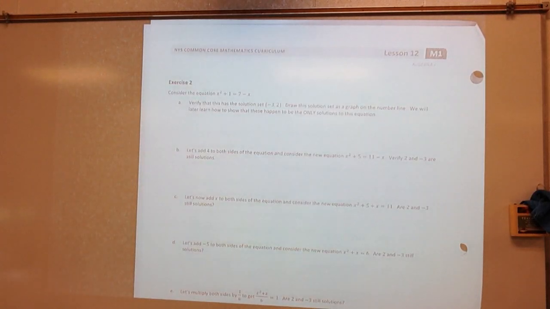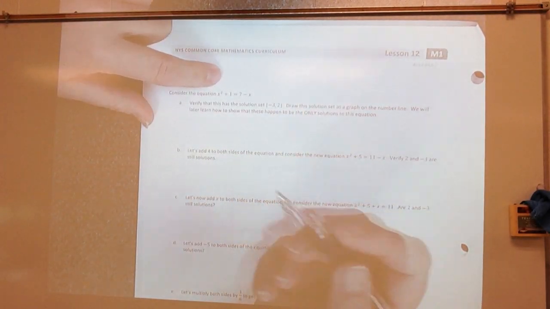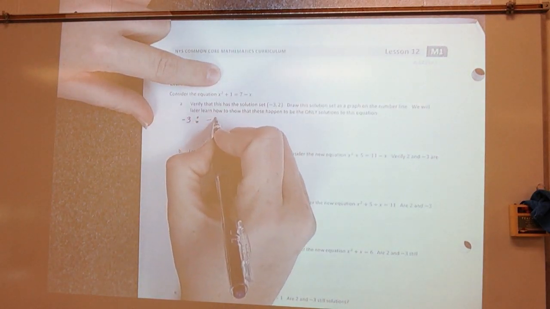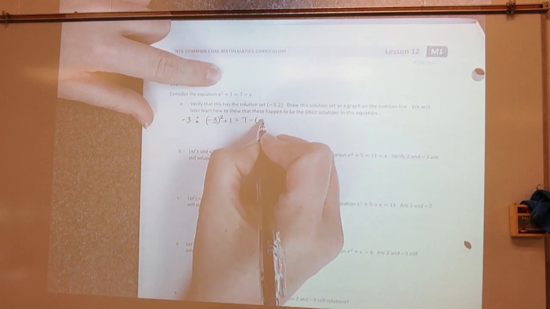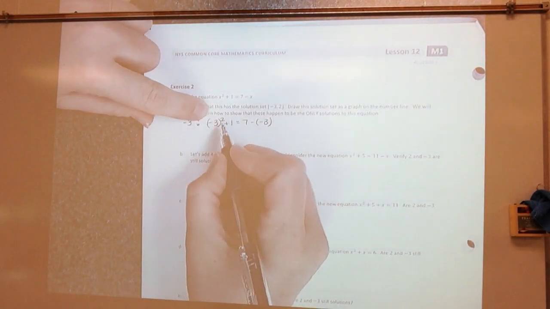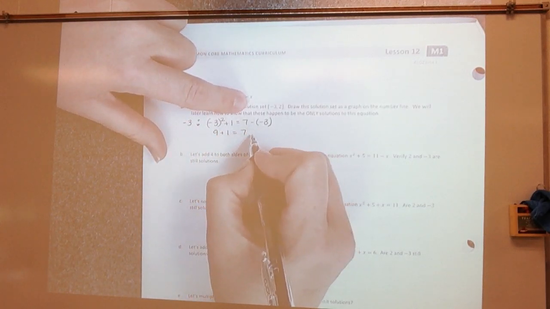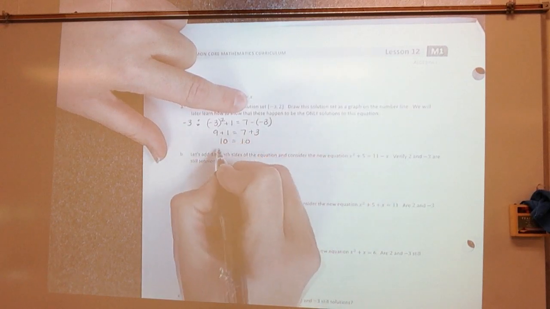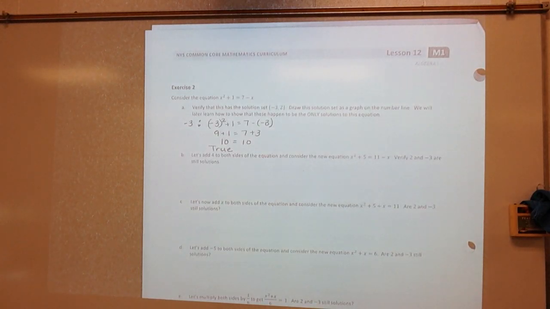So, how do I verify that negative 3 and 2 are the solution set? I plug it back in. Let's do negative 3. Negative 3 squared plus 1 is equal to 7 minus a negative 3. Negative 3 squared is 9 plus 1. 7 minus a negative becomes plus. So 10 is equal to 10, so that is true. I've verified that negative 3 is a solution.